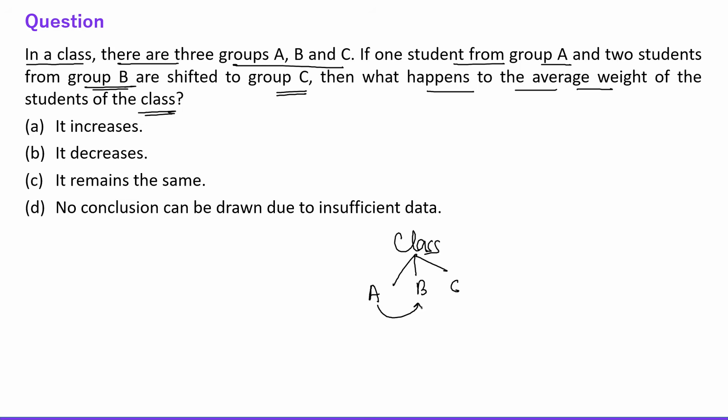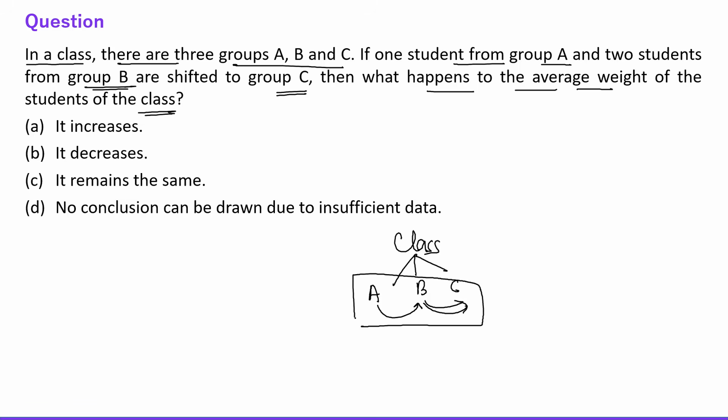One student from group A goes to group B and two students from group B go to group C. So the question is asking what happens to the average weight of the students of the class. Let me tell you, friends, no student is going out of the class and no student from outside is coming into the class. Everything is happening inside the class.